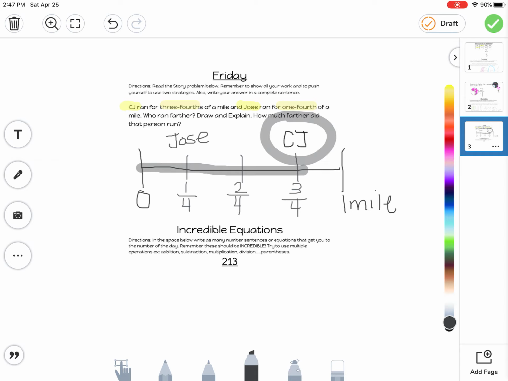All right, well, those are the answers and ways of solving the story problems from this week. Again, remember, I just show you one example. Sometimes there are many ways to solve a problem.